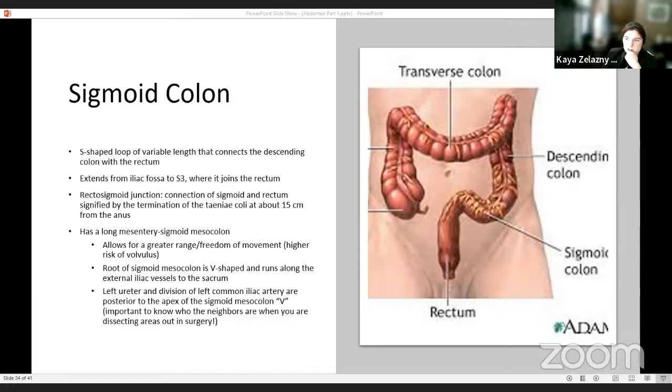Now that's important because if you were dissecting the area of the sigmoid colon out in surgery, right, and you go a little too deep to that apex of the sigmoid mesocolon, potentially cut the ureter, that's a big problem. So we always want to be aware of where we are and what other things we need to be careful of. Okay. So the V, that shape of the sigmoid mesocolon, is also helping you find where your left ureter is.